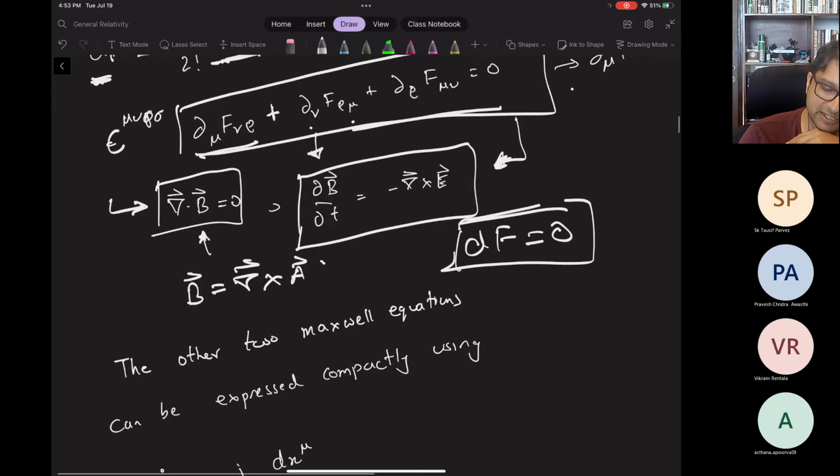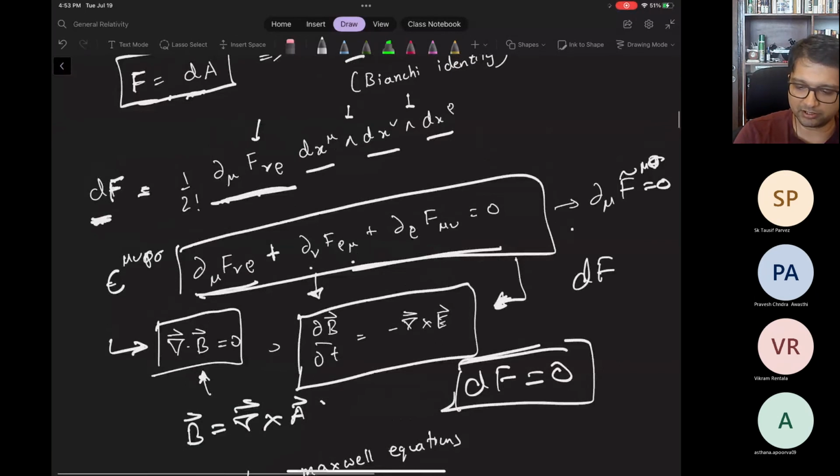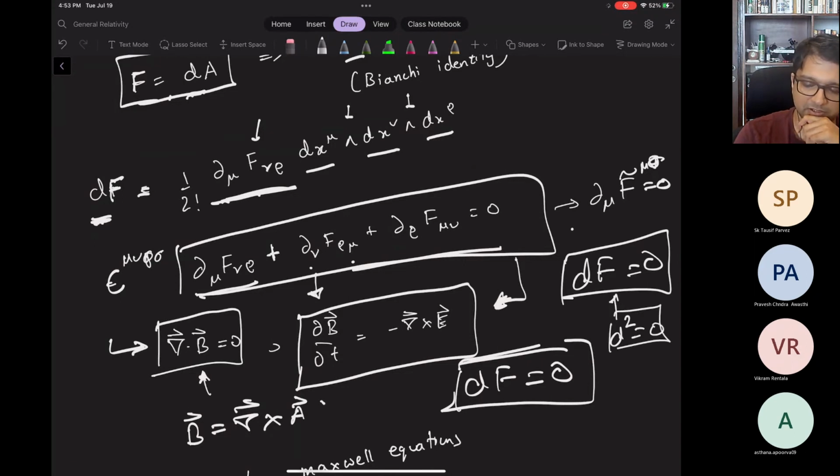Okay, which is basically two of Maxwell's equations. Two of Maxwell's equations are written in a very compact form. You're just saying dF is 0. Okay, and this is really coming from the fact that d squared is equal to 0. So the fact that F is equal to dA implies dF is 0.